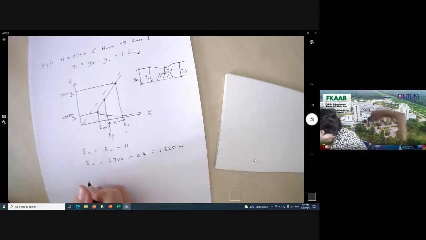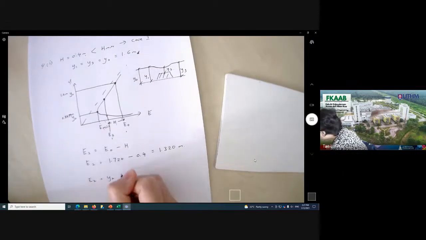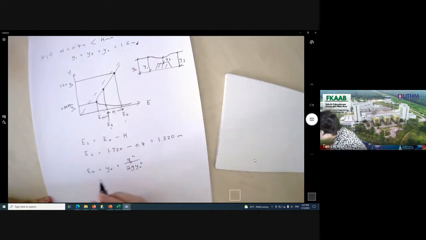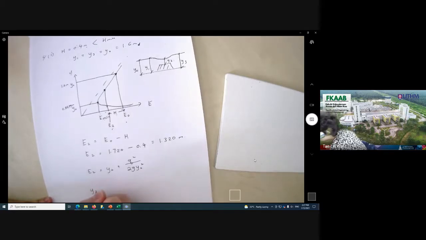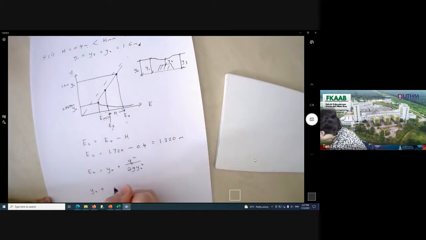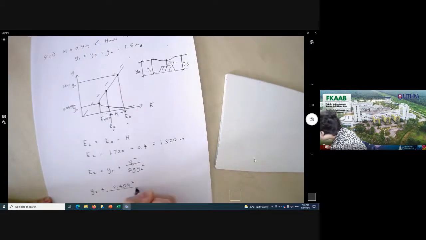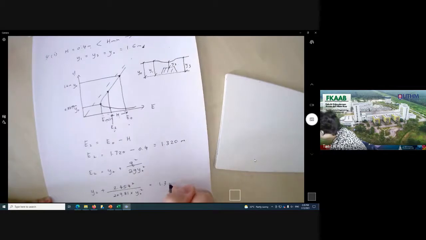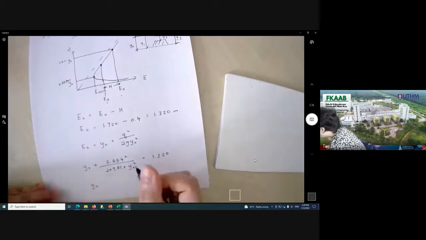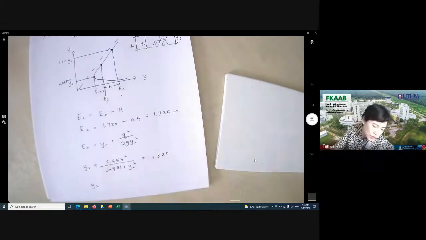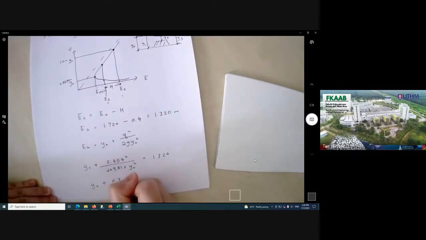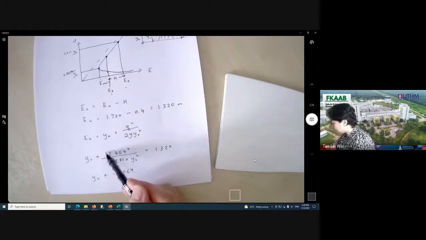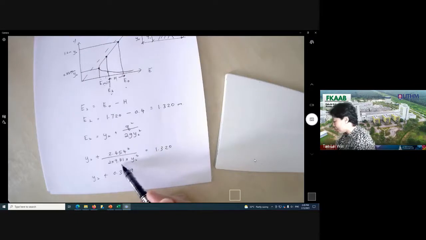Now, the same specific energy equation, you have E2 equals y2 plus Q squared over 2g y2 squared. So I'm going to rewrite this, because I want to solve for y2, right? What is my discharge? 2.454 squared over y2 squared equals 1.320. Therefore, solving this, I'm going to get 0.3069. Help me check whether this is correct or not. That means I'm actually solving 2.454 squared divided by 2 divided by 9.81.